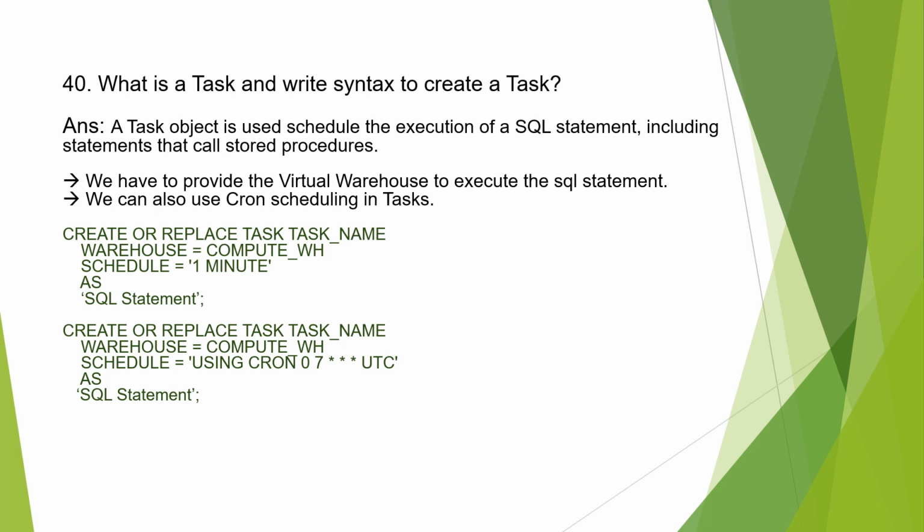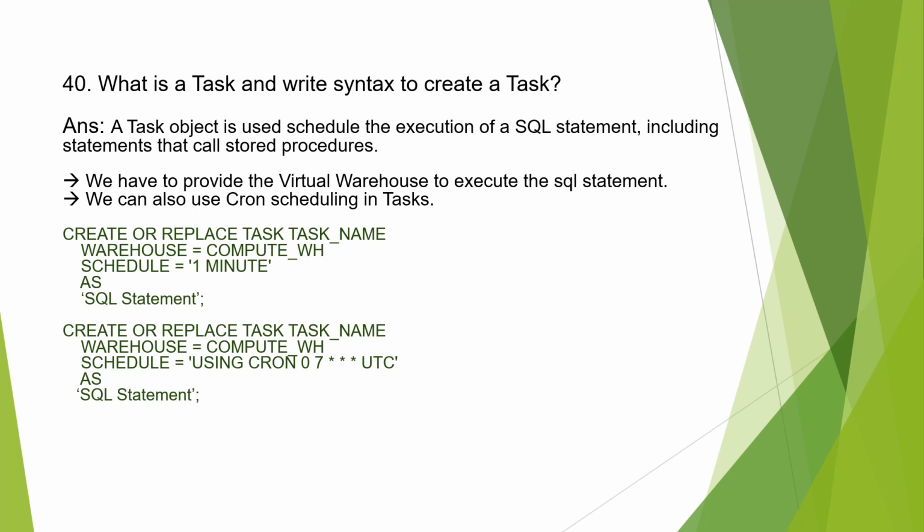The other type is by using cron. We can schedule like: create or replace task name, and we have to provide the virtual warehouse, and the schedule is using cron. Suppose you see here in this example, 0 7 star star star. If you don't have an idea on the cron format, you can just google what is the format of cron. So this job will be executed every day at 7 a.m. UTC. This is the minutes part, this is the hours part, and this is the days, months, and day of the week part.